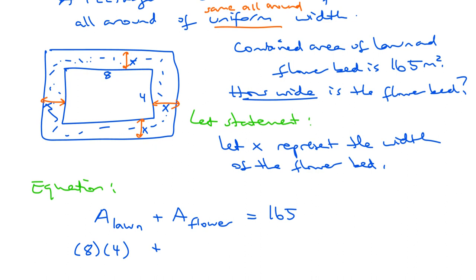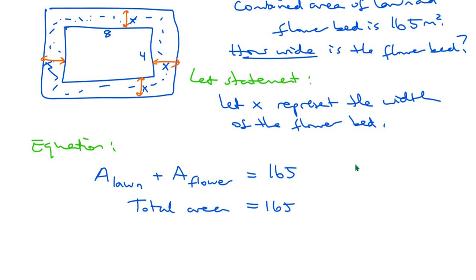So this is just the area. Instead of breaking it down into the parts, I'm going to put it all together. I'm going to say the total area is 165, and the total area is for the large rectangle that we see. So what are the dimensions of this large rectangle? Here's the width and here's the length.